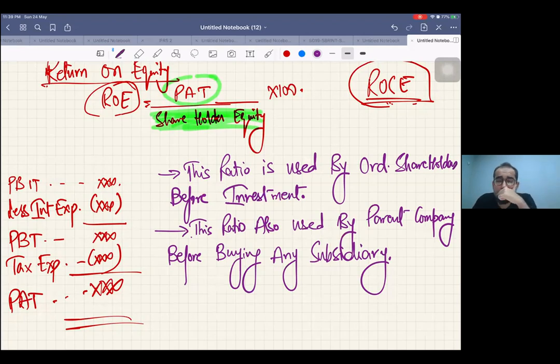You all have studied consolidation. In consolidation, when parent company buys subsidiary company, when parent company buys the running business of subsidiary company, it buys it through ordinary shares. Parent company sometimes buys 100% ordinary shares, or sometimes buys 80 or 90% ordinary shares. So in short, parent company is buying equity of subsidiary company. So parent company is definitely interested in this ratio, ROE, right? What is the return? Because parent company is investor and subsidiary company means investee. So parent company normally looks at this ratio. Okay, don't forget.